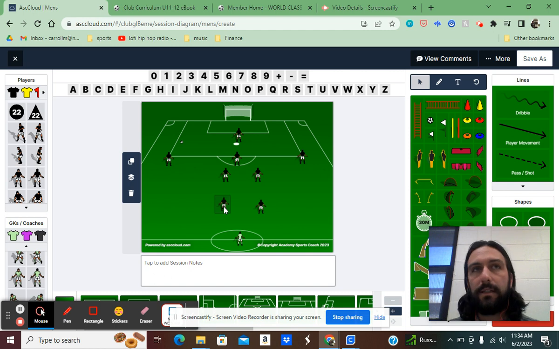My forwards are pressing, they're getting to the ball. They're working on making sure we're funneling players into poor passing lanes so we can intercept through our midfield. This is a great formation to do so.